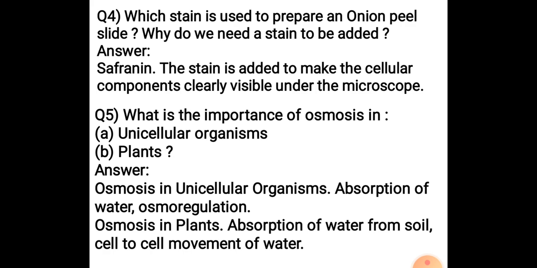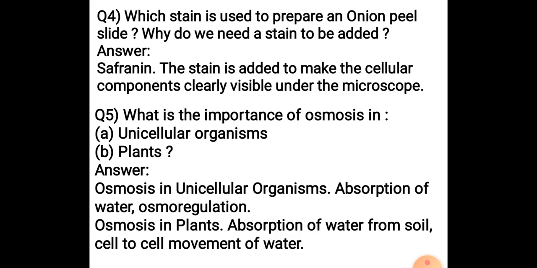Question number 4. Which stain is used to prepare an onion peel slide? Why do we need a stain to be added? For the preparation of an onion peel slide, the stain used is safranin, and this stain is added to make the cellular components, whatever components are inside the cell, clearly visible under the microscope.